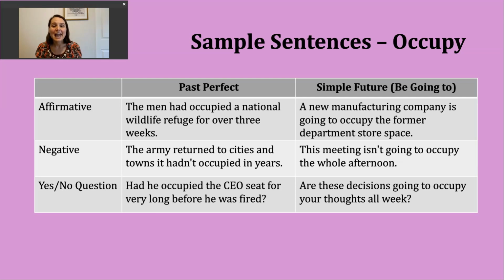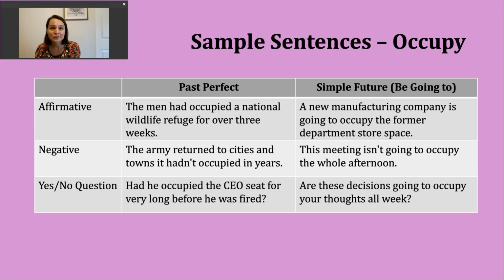Now let's take a look at the simple future. And again, we're going to focus on using be going to. We commonly use this with our plans. We might use it with predictions as well. And the thing to remember here is that our form of be is going to be in the present. So that's am, is, or are. And that will depend on what our subject is.